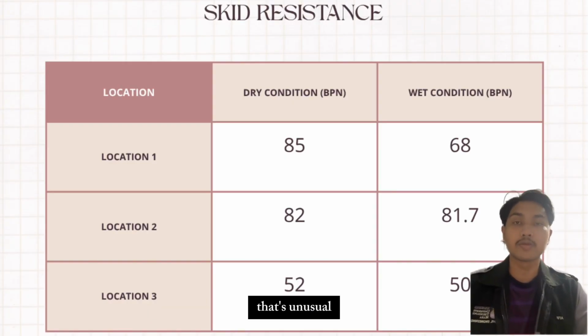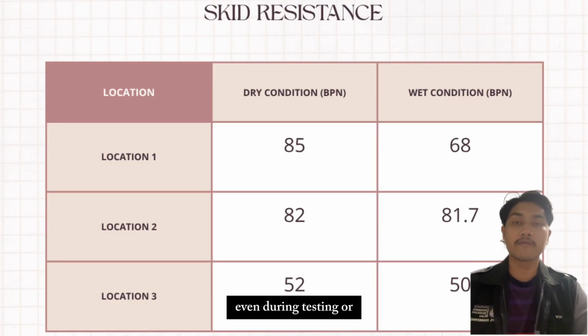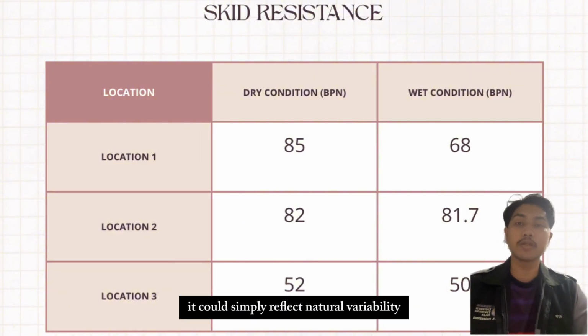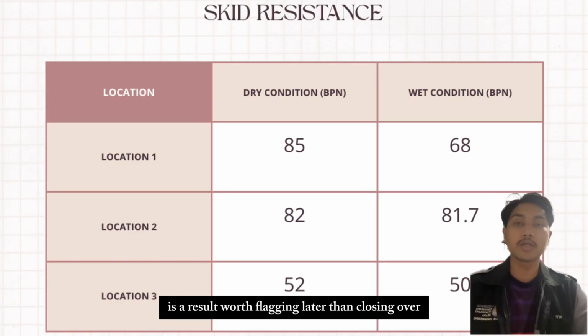That's unusual, since friction normally drops severely under wet condition. This could point to a more open or coarser surface texture at location 2 that continues to channel water away effectively even during testing, or it could simply reflect natural variability in the readings. Either way, it's a result worth flagging rather than glossing over.